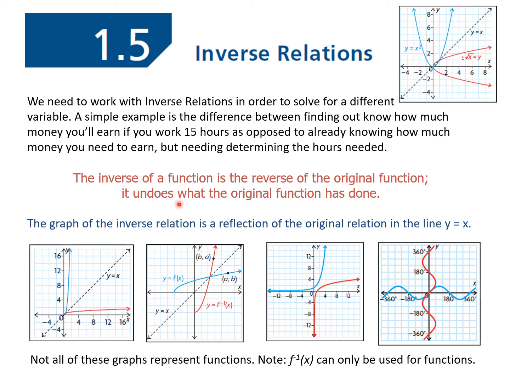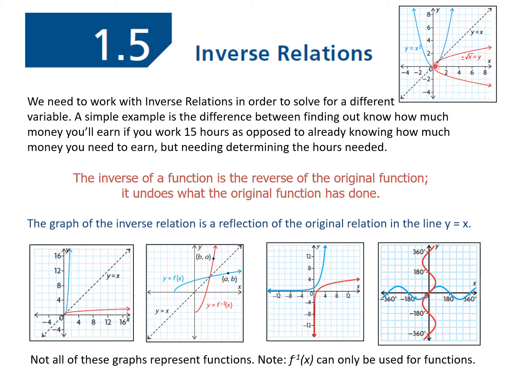It undoes what the original function has done. This was the big one we talked about in grade 11. So the blue one is the parent function parabola, and its inverse is the plus or minus square root. So see the plus or minus in front there. So when we calculate the inverse equation here, we would get a positive or negative square root.